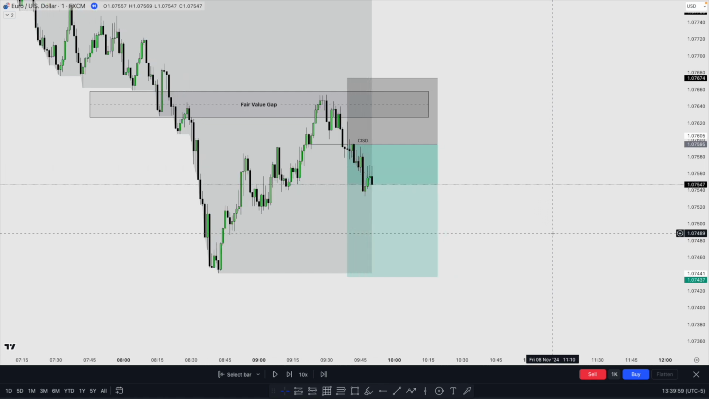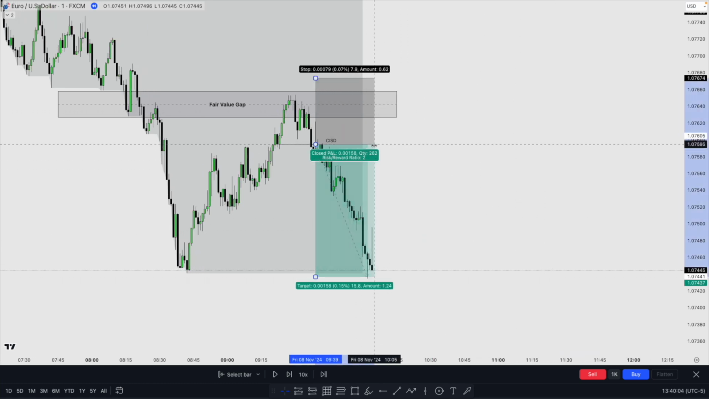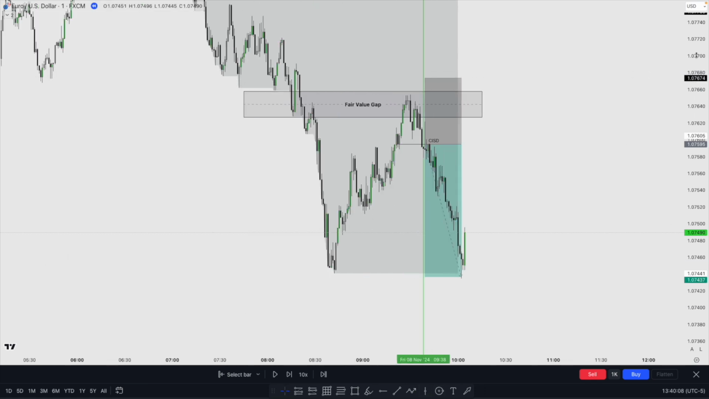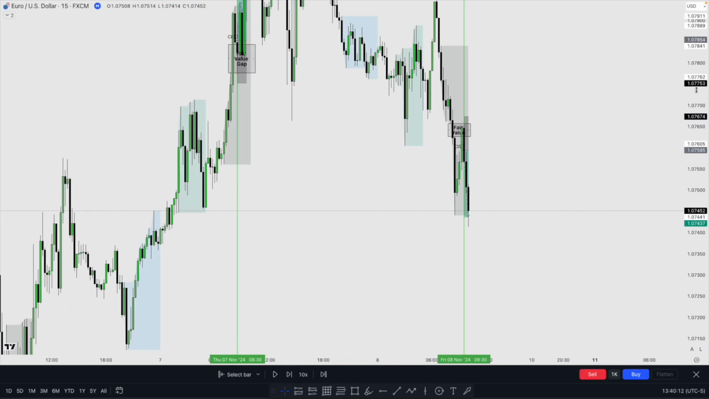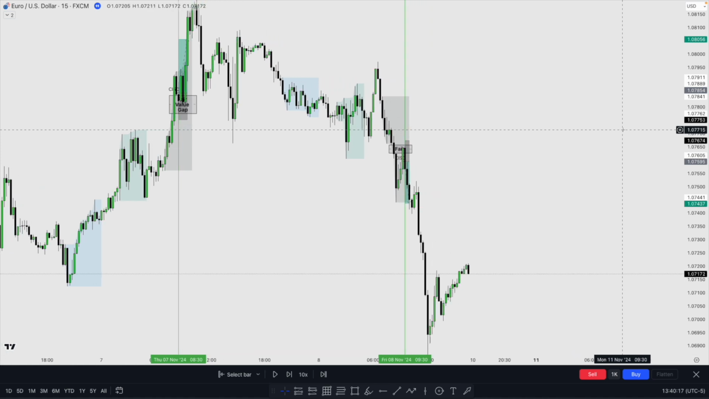Let's play this trade forward to see how this runs. And we are out of our trade. Mark this with a green line to show a winning trade. Go back to the 15-minute time frame. And we wait for the next day to come.